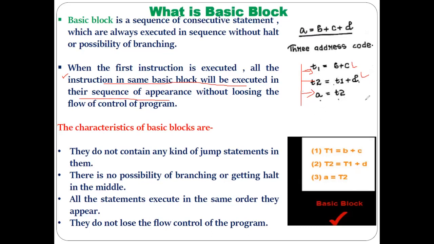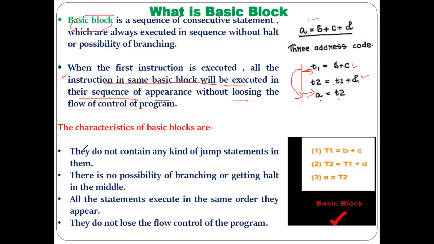They are going to execute in the same order without losing the flow of control of the program, without changing the control from the first instruction to the third instruction. These things will not happen in a basic block. The instructions will get executed in the sequence of appearance without losing the flow of control of the program. If such a situation is there, then that particular sequence of consecutive statements is called a basic block.